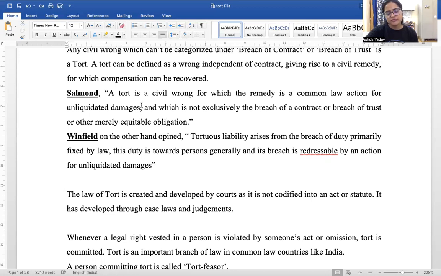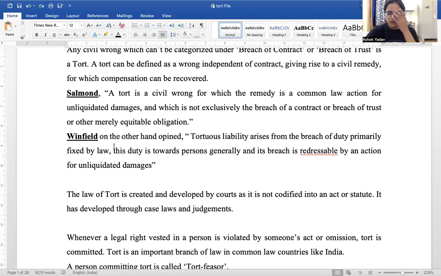You should read this definition twice or thrice, and you will be able to learn it. Actually, you should learn the keywords from a definition so that you know who gave what definition, right? Similarly, Winfield says, tortious liability arises from the breach of a duty primarily fixed by law. This duty is towards persons generally, and its breach is redressable by an action for unliquidated damages, right?